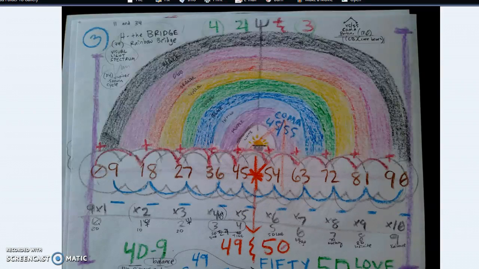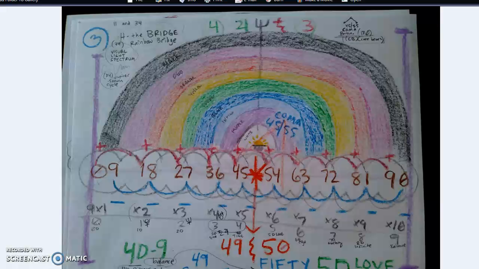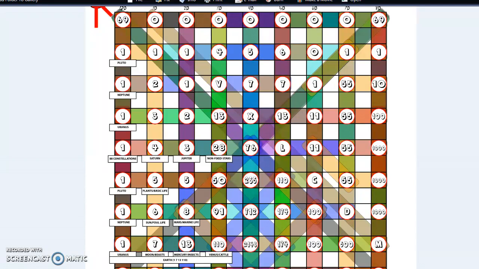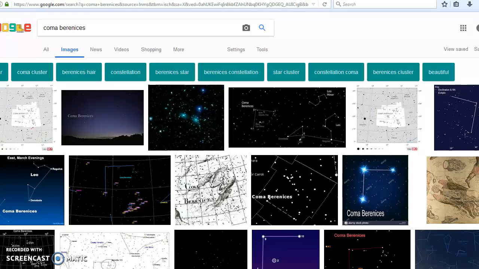And if you know about Bill Donahue and 45, 55, and how the first 116 lines in the King James Bible show us this grid, or this grid was derived from Genesis, the first 116 pages. Bill Donahue debunks all kinds of things in the Bible, and here's number 610, your home, 45, the constellation 4555, Coma, in Virgo. It's in Virgo, the Virgin Mother, and Coma means child, so it's literally mother and child going home.